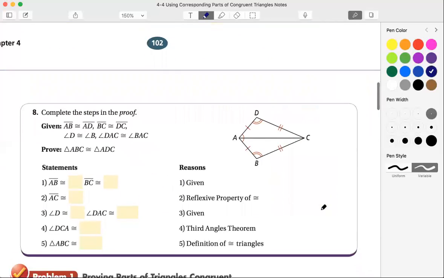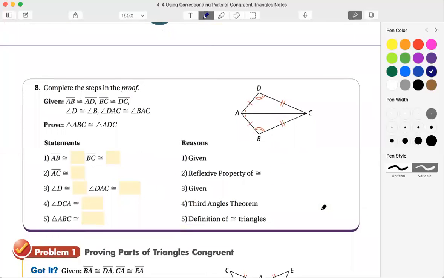All right, let's take a look at number 8 here. We're going to complete the steps in this proof. So we are given that line segment AB is congruent to line segment AD. Line segment BC is congruent to line segment DC. Angle D is congruent to angle B, and angle DAC is congruent to angle BAC.